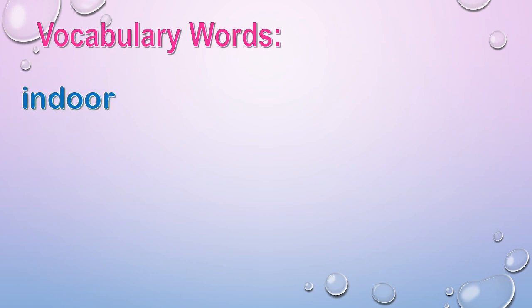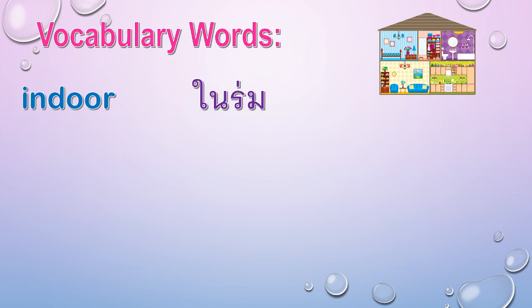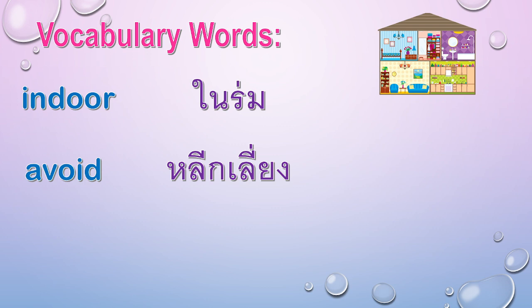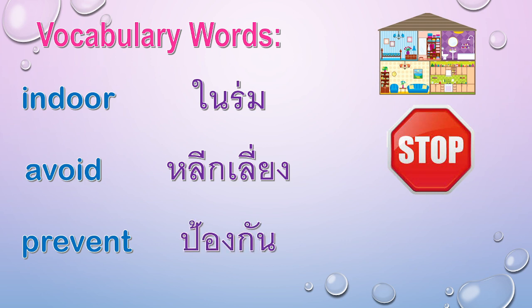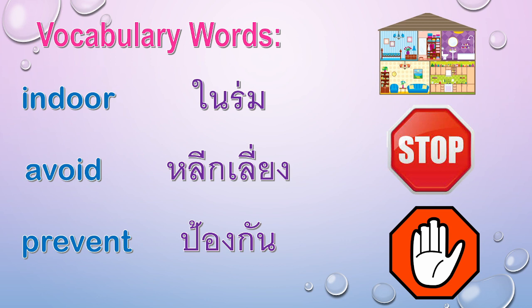The first one is indoor. Can you say that? Indoor. In Thai is? Room. Next we have avoid. Avoid. In Thai? And then we have prevent. Prevent. In Thai? Okay, now please turn off your microphone.